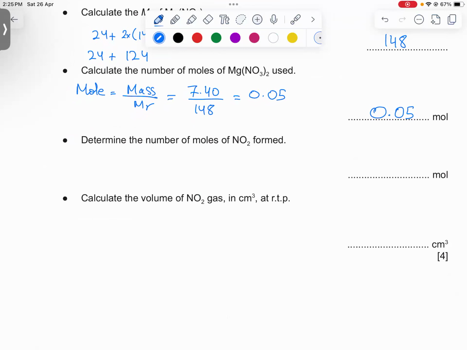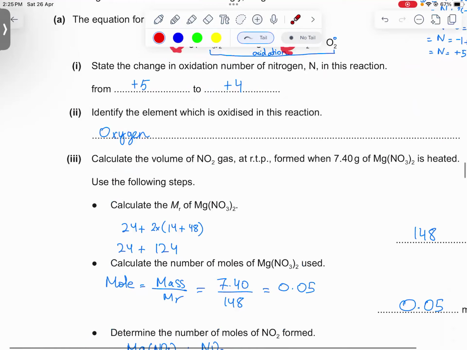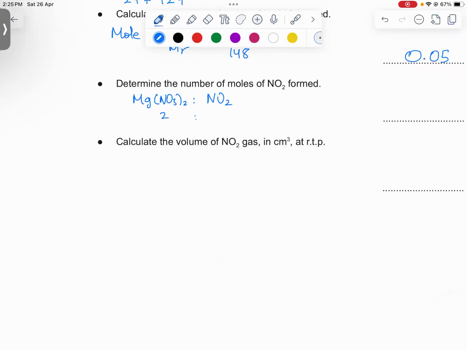This is where we use comparative analysis or ratios. We say how much magnesium nitrate was required, ratio how much NO2 formed. The equation says 2 is to 4 ratio, as you can see. I hope you can. For now, this is 0.05. This is x. X should definitely be 1 because it's only going to be double of 0.05.